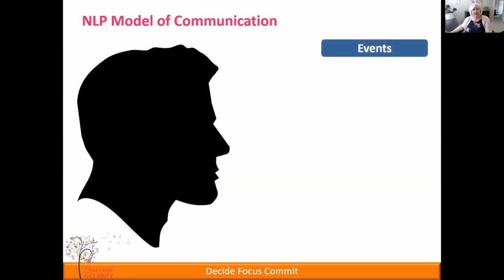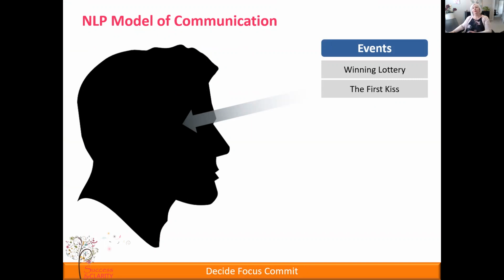So what happens is there's an event that happens outside of us, outside of you. It might be winning the lottery or your first kiss, an event that happened. And you're going to be taking in information, and you take it in visually, auditorially, you hear it, kinesthetically, you touch it or have an emotion around it, smell it, olfactory, and gustatory, taste it. So VACOG. And these are the 5 modalities in which you're going to receive information. And you're receiving information at the rate of 11 million bits per second.